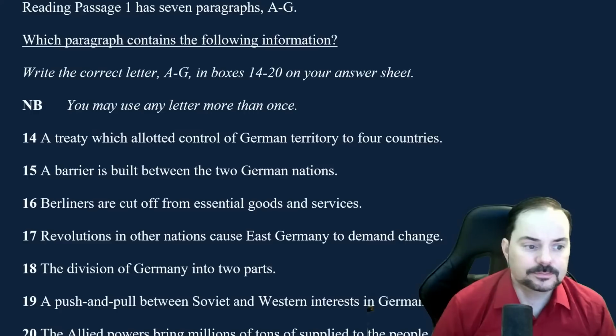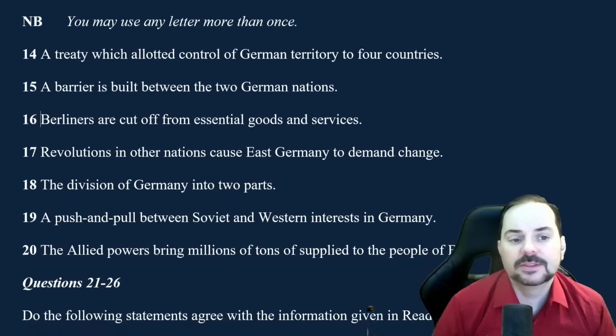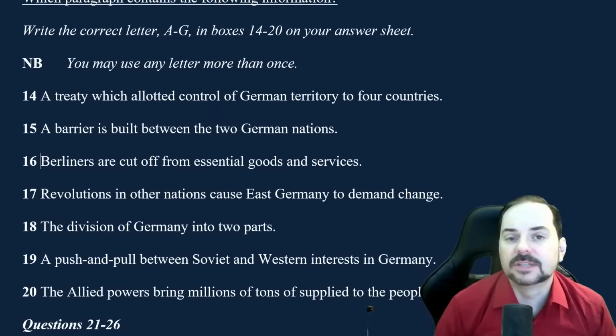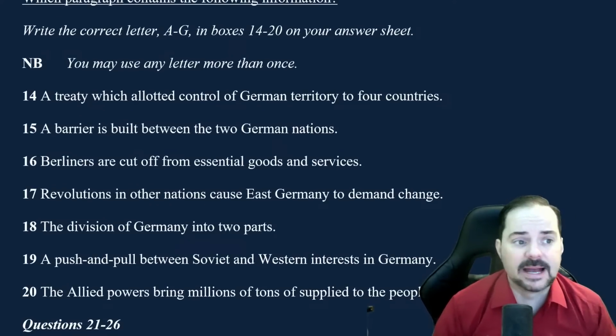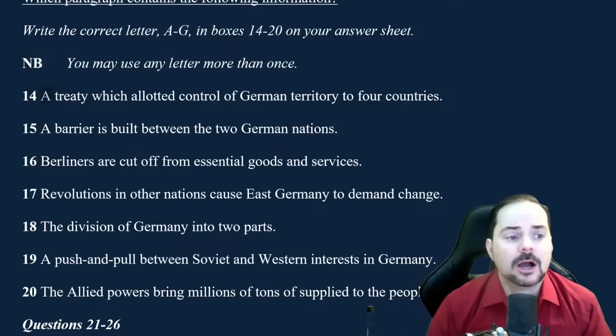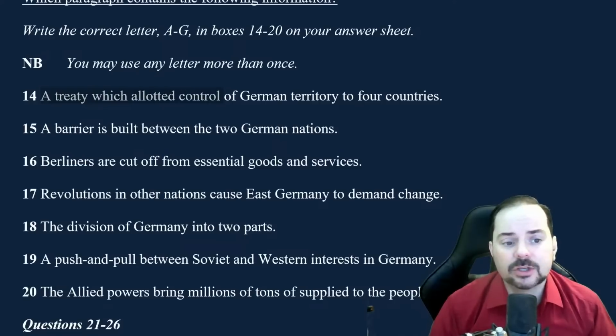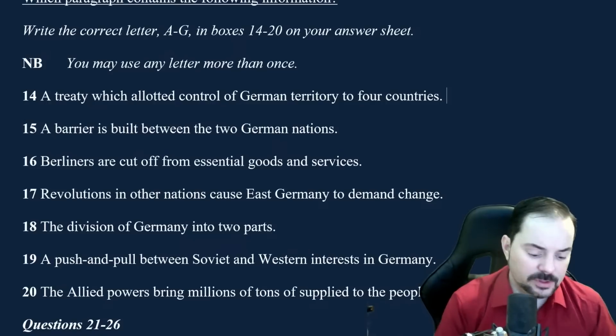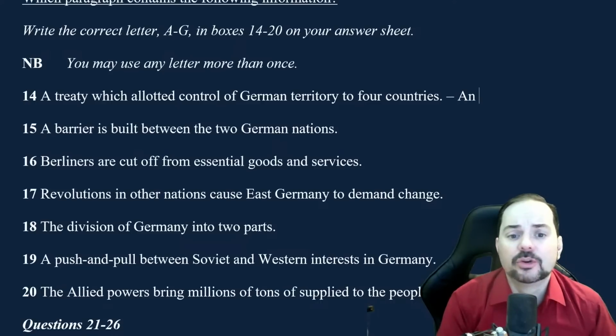Okay. So when you're looking at these questions, which paragraph contains the following information? These are good to read nice and fast before the passage. This is reading, everybody, so read with me. We're going to do this together, okay? A treaty which allotted control of German territory to 4 countries, okay? Now, paraphrase this, right? So, an agreement, right? A treaty is an agreement.